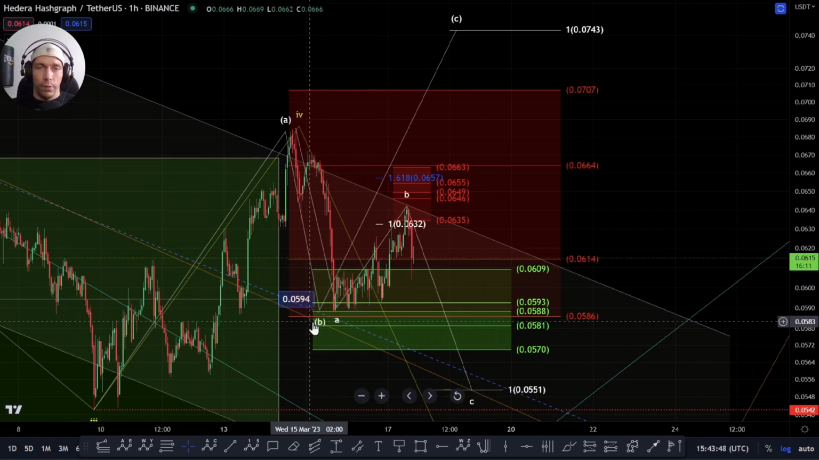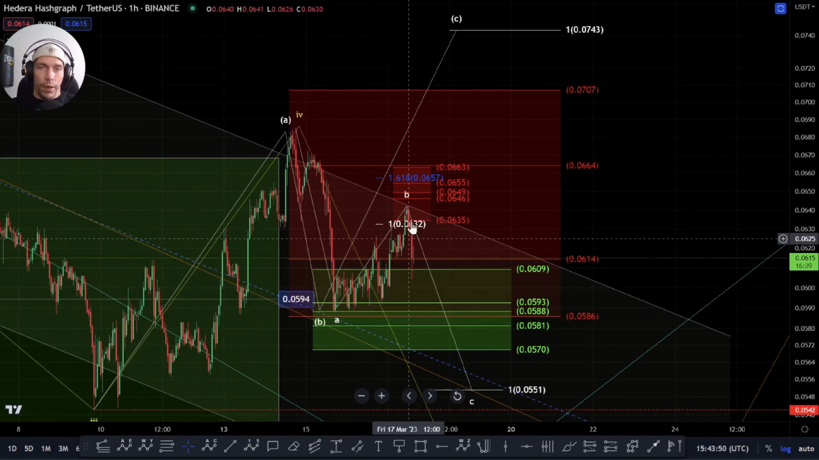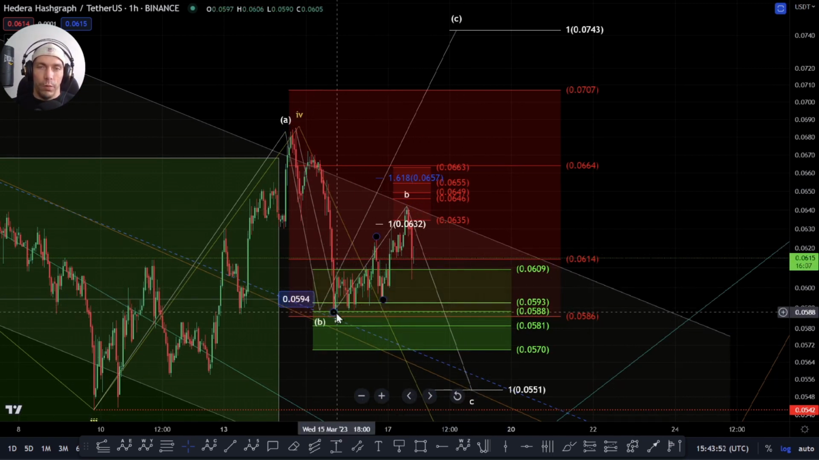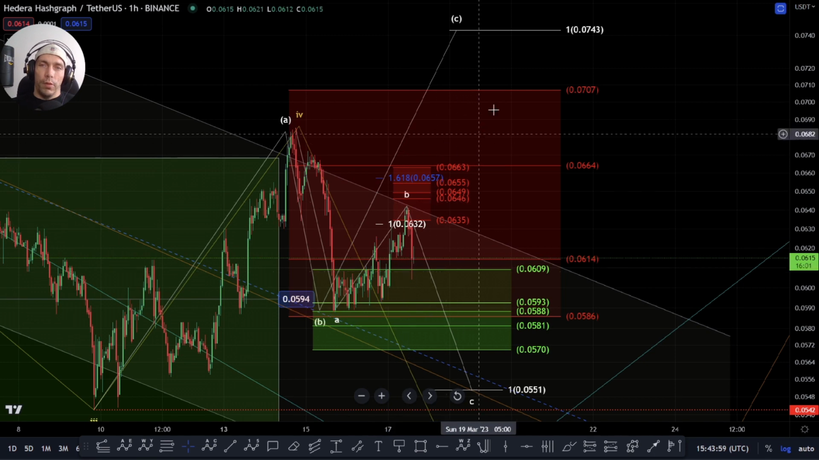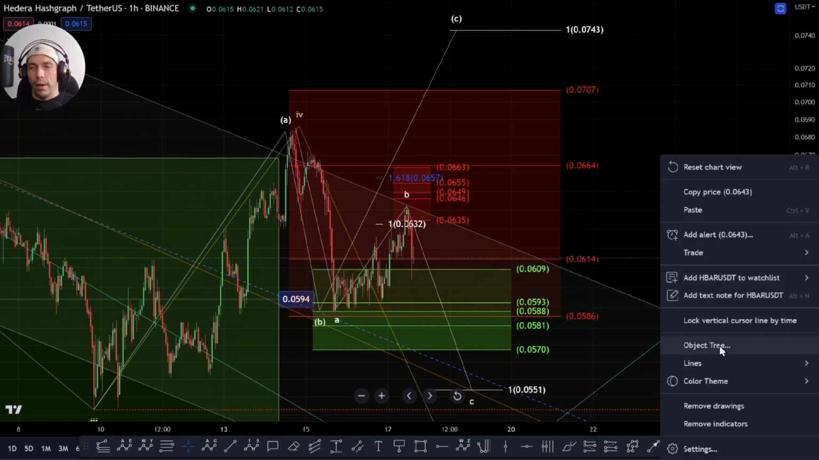So this could be a connector wave and we break down one more time, or this could be the start of a move to the upside, where either we have this as a 1-2, 1-2, and then we start to push up, and we're going to go over that now.